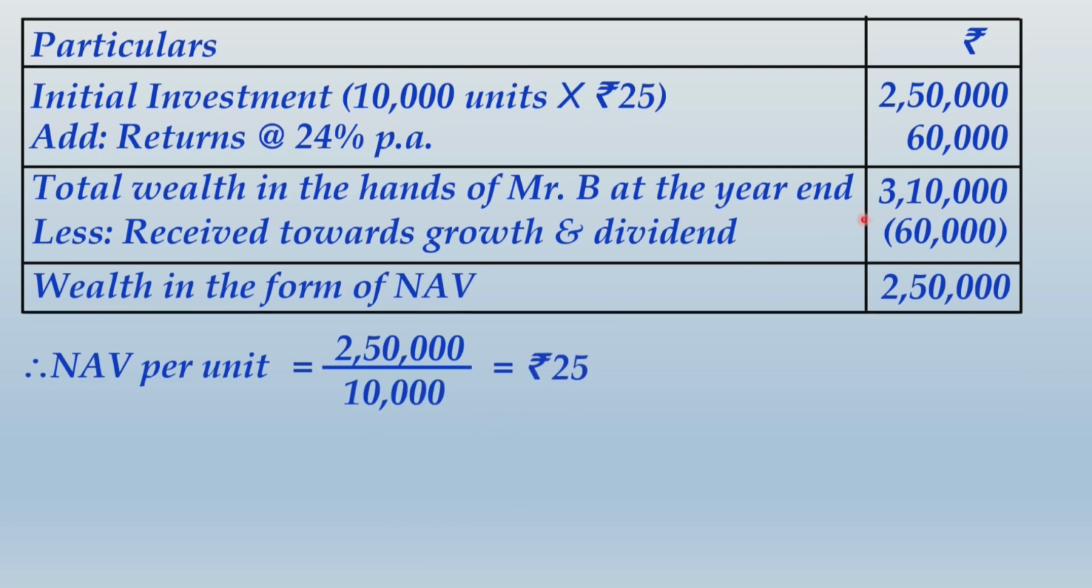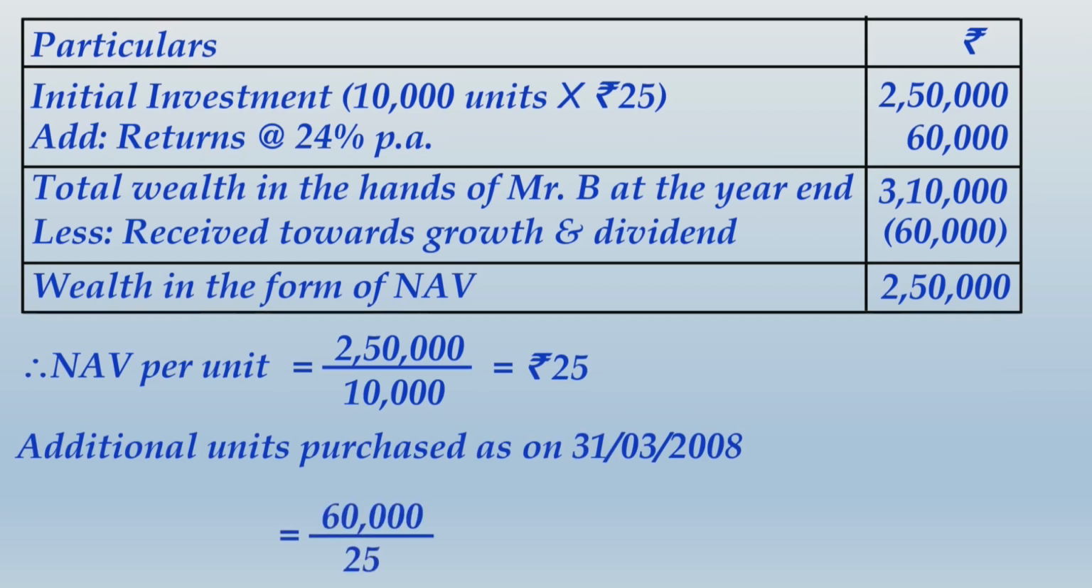But now whatever amount has been received by way of dividends, the investor decides to reinvest everything. So this 60,000 will be reinvested at this NAV. So additional units that will be purchased on that year end will be 60,000 divided by 25, and that will be 2,400 units. So friends, do one thing, write down this whole thing and then we shall move ahead.